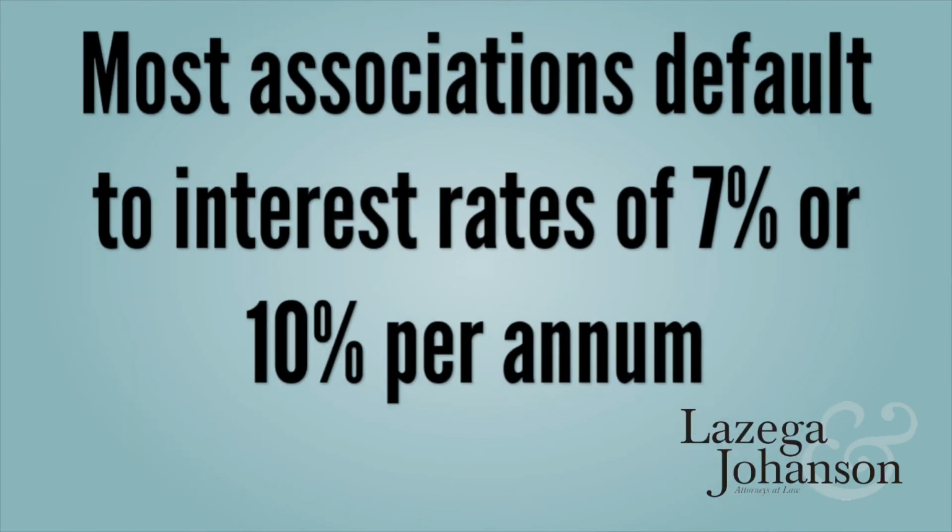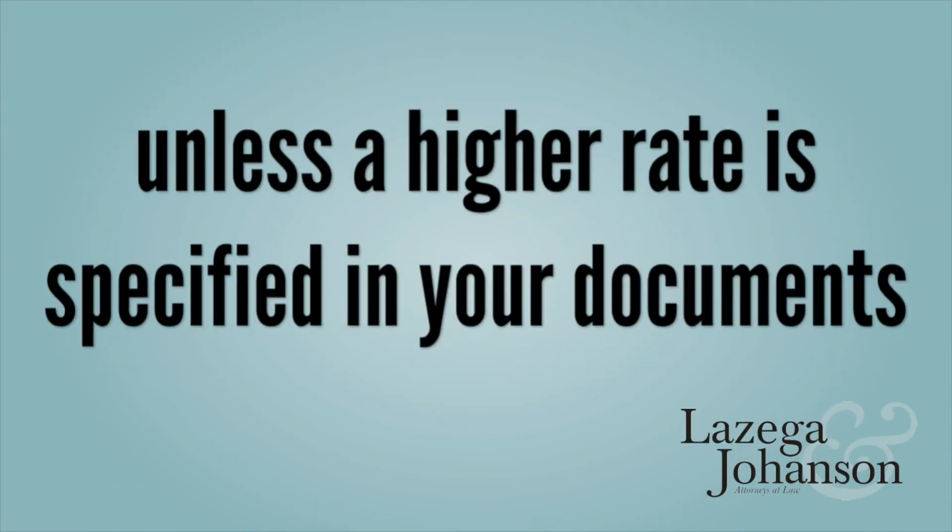Depending on your association type, the interest that you can charge may vary as well. Most associations default to interest rates of 7% or 10% per annum unless a higher rate is specified in your documents. We can review the late fees and interest language to make sure that you are charging the right amounts. If your documents have bad language, we can work with you on an amendment to fix those issues.